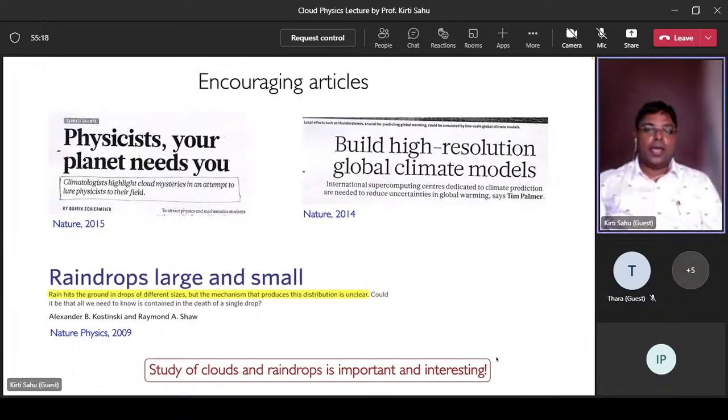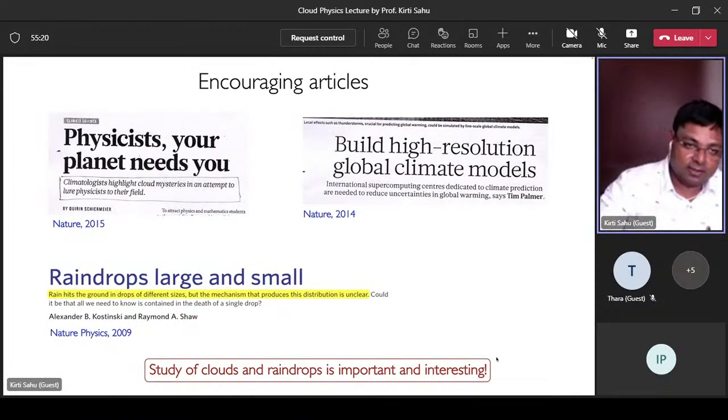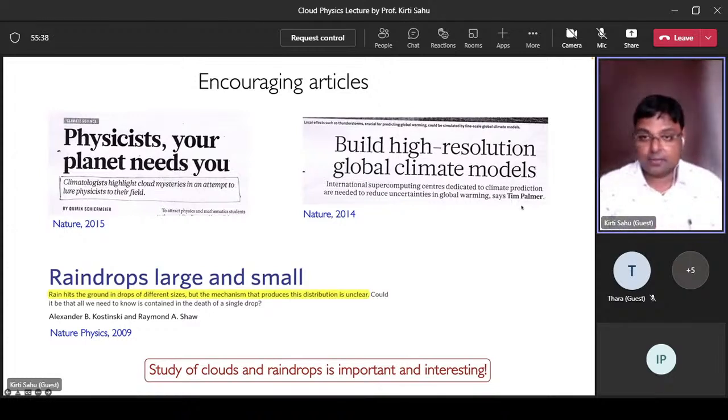These are some of the encouraging articles. All these articles were given to me by Professor Roddam Narasimha. All are from, of course, Nature. This article says that the physicists, your planet needs you. This article highlights the fact that building high resolution global climate models is very essential. The third article actually talks about the dynamics of small and large raindrops.